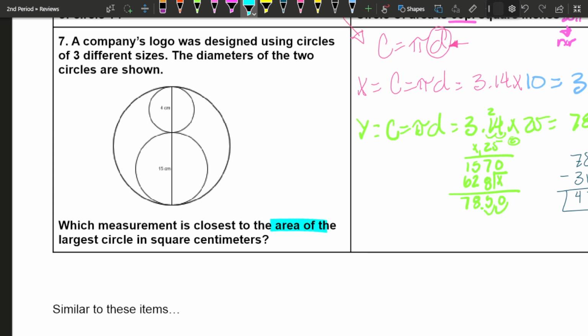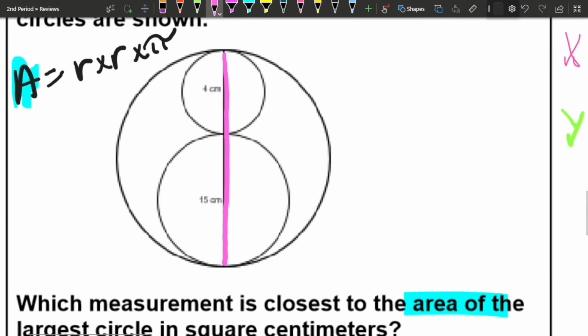Area. So I know my formula is going to be A equals radius times radius times pi. However, I only care about the large circle, the large one right there. So I need the radius for this. However, I don't have it. But I know the diameter for the small one is 4. I know the diameter for the middle one is 15. So can I get the diameter for the big one? What is it going to be? Add those two and you get 19 centimeters.